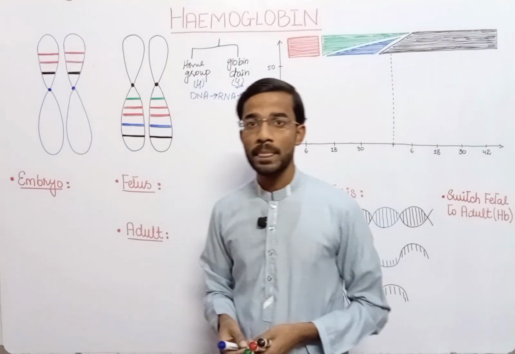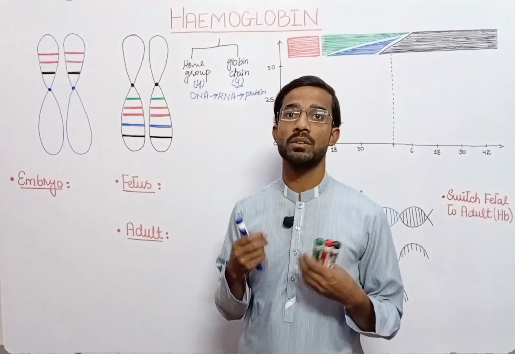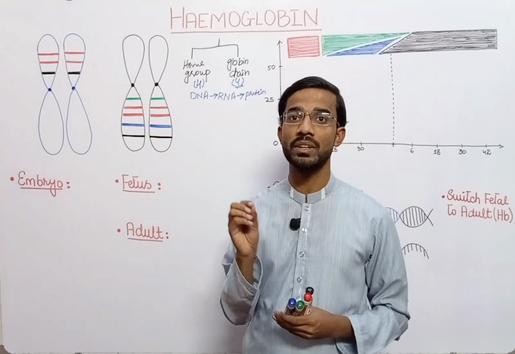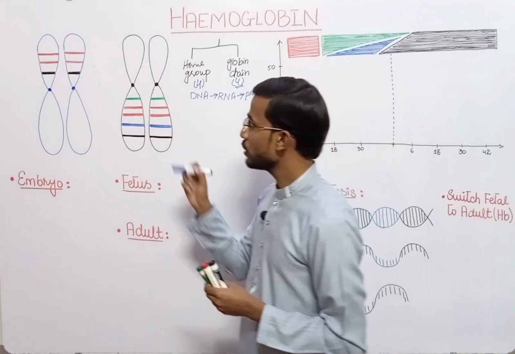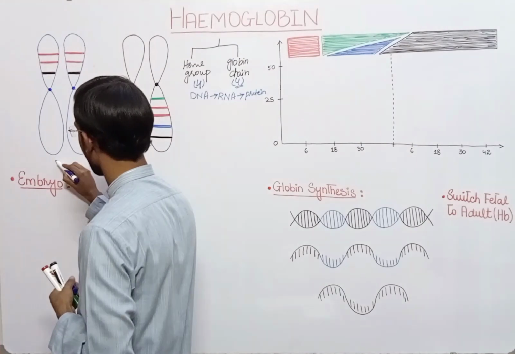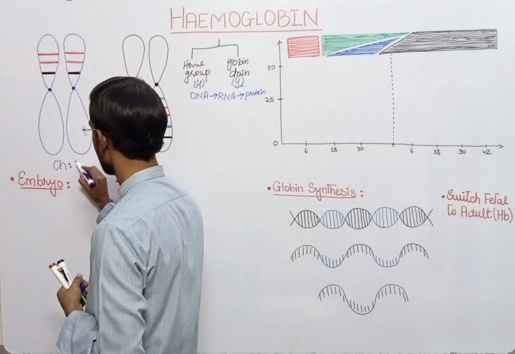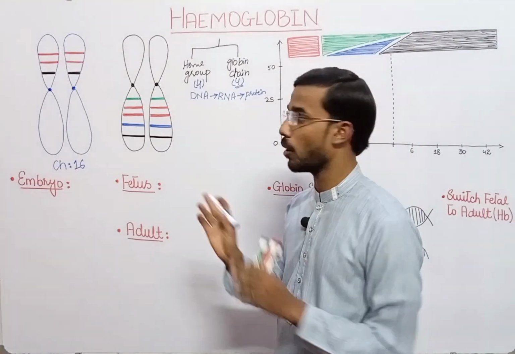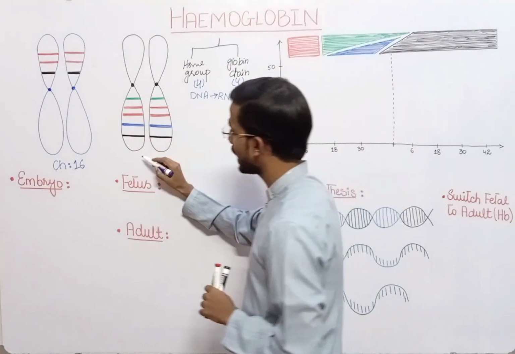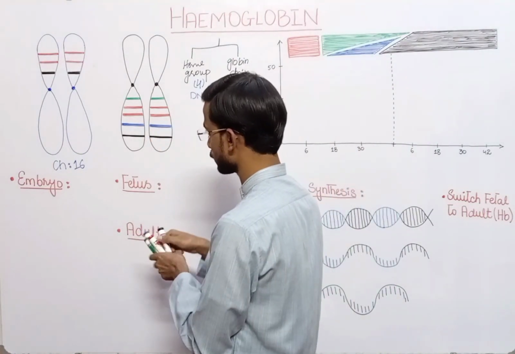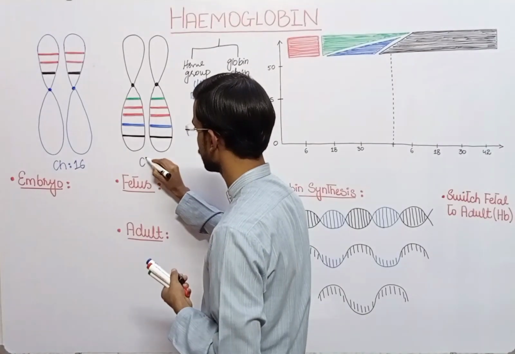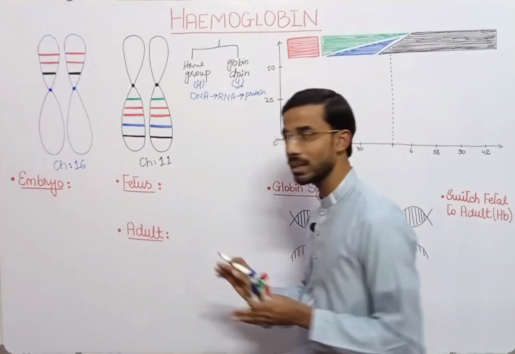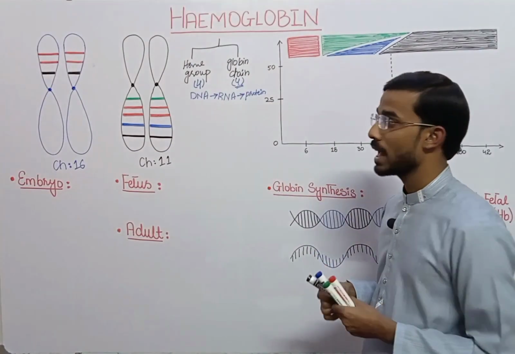So normally the human body has 46 chromosomes, 23 in pairs. So here you can see that this is chromosome 16. These are actually the homologous chromosomes. And this is chromosome 11. This is chromosome 11. They are also in homologous state.